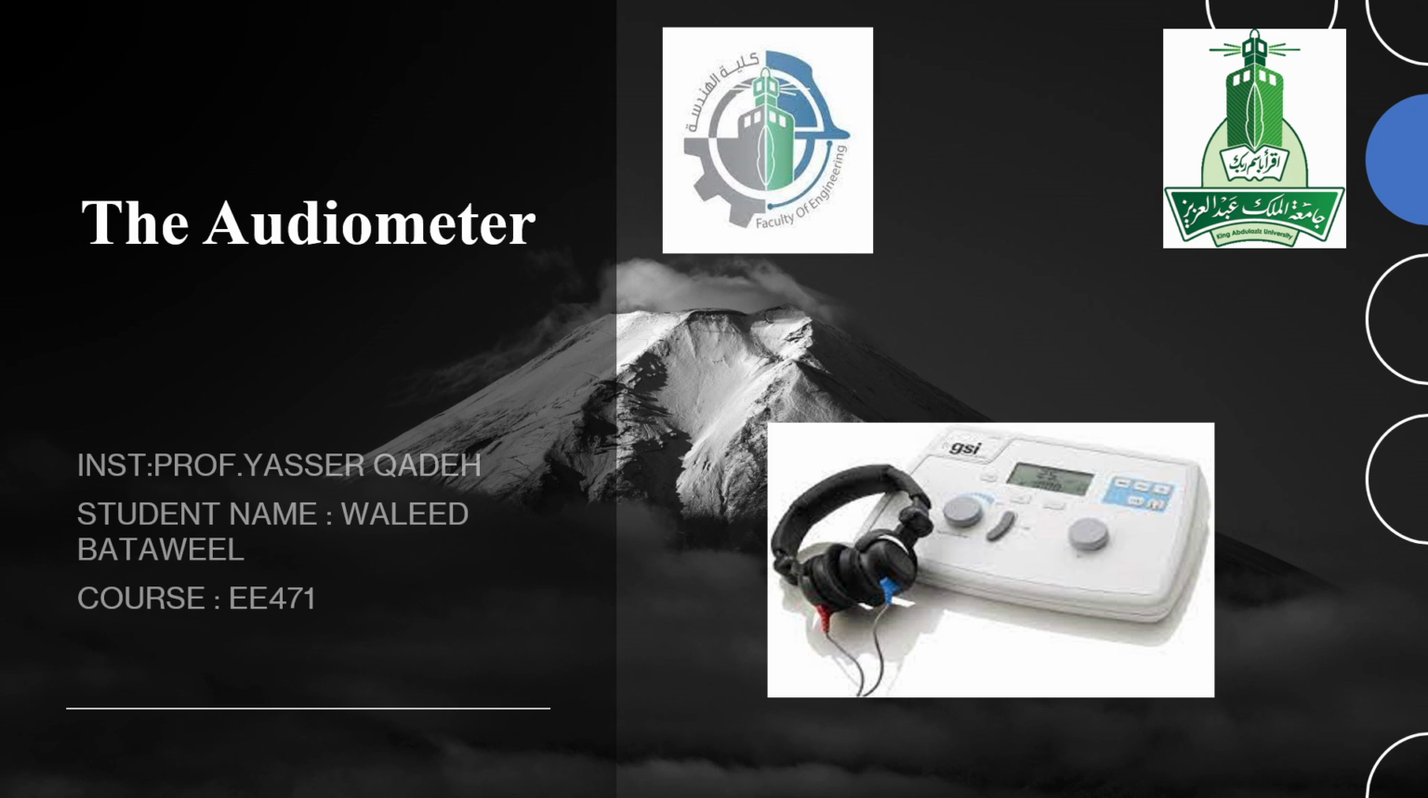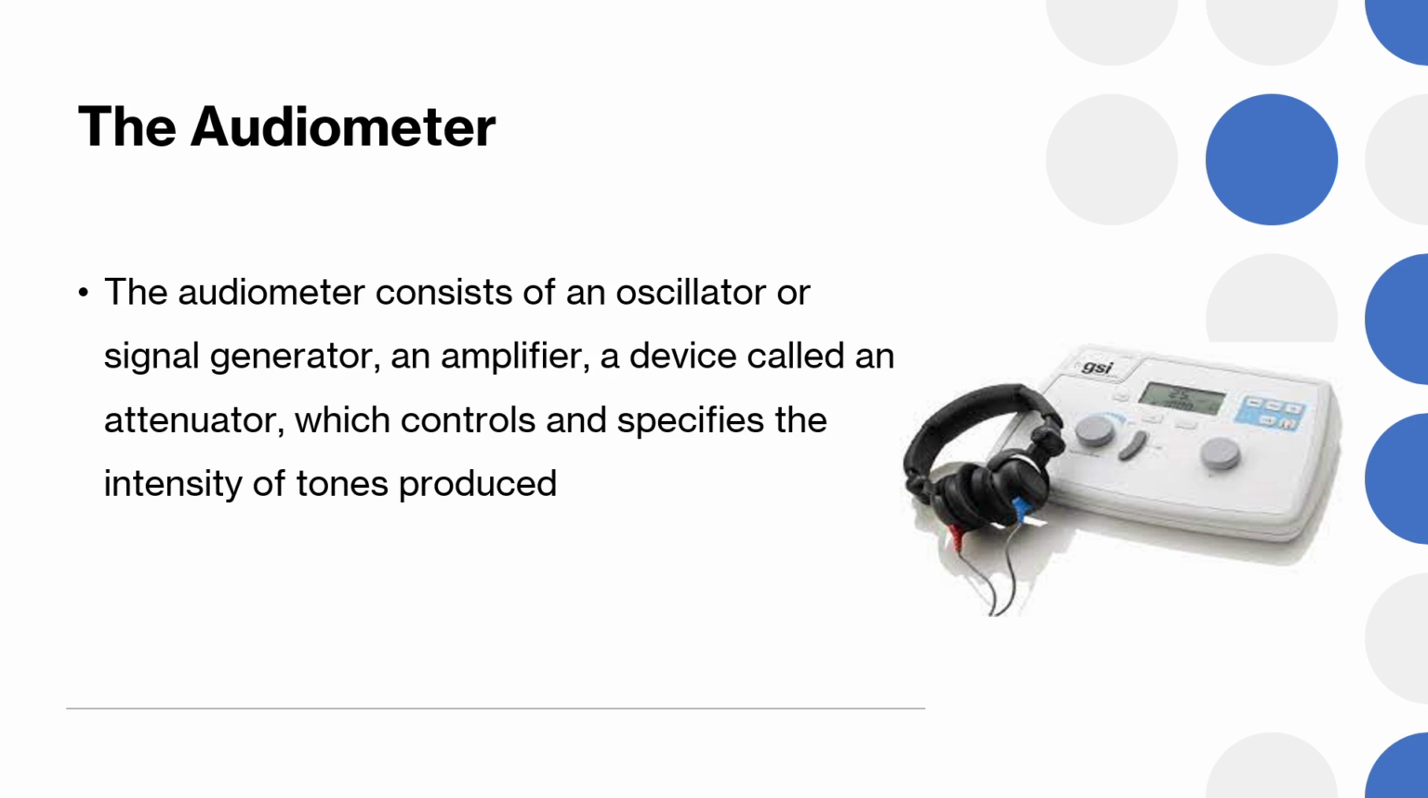I will talk today about the audiometer. The audiometer consists of an oscillator or signal generator, an amplifier, and a device called an attenuator, which controls and specifies the intensity of tones produced.